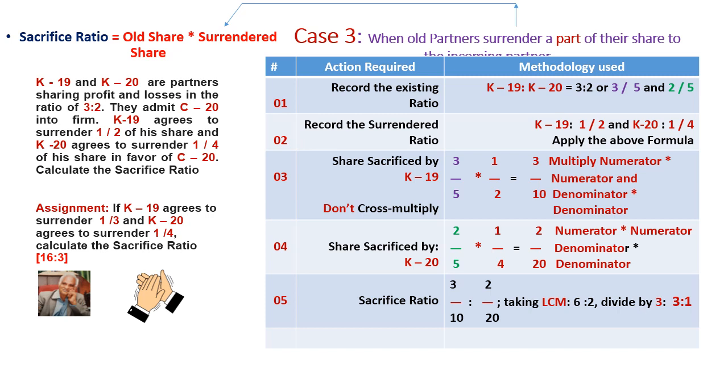I have given a small assignment. K19 agrees to surrender one third and K20 agrees to surrender one fourth. Calculate the sacrifice ratio. 16 is to 3.